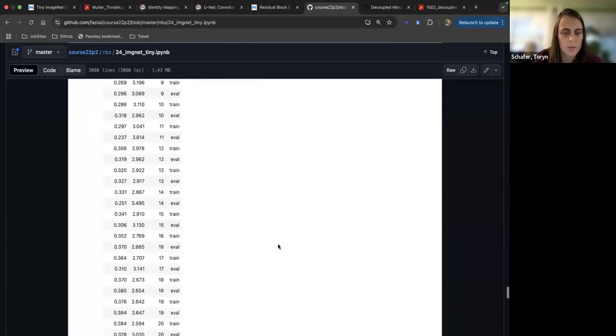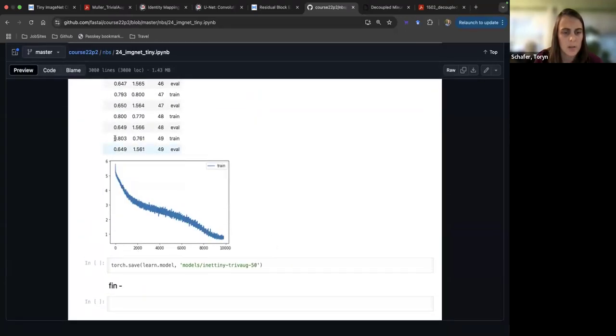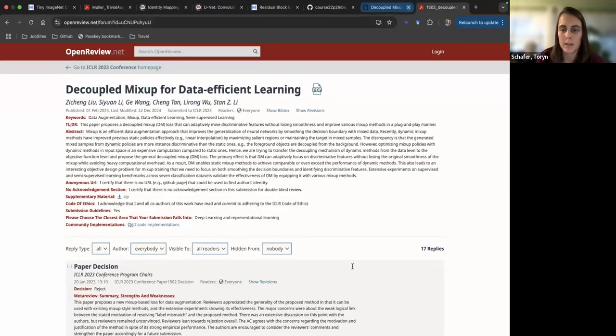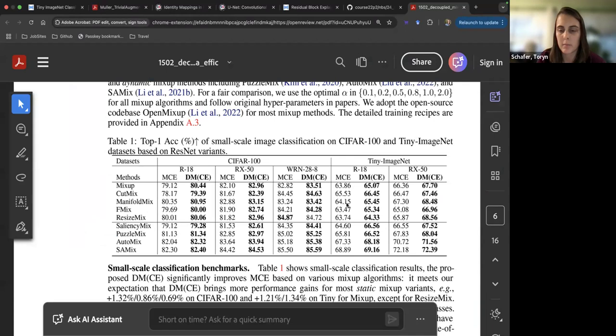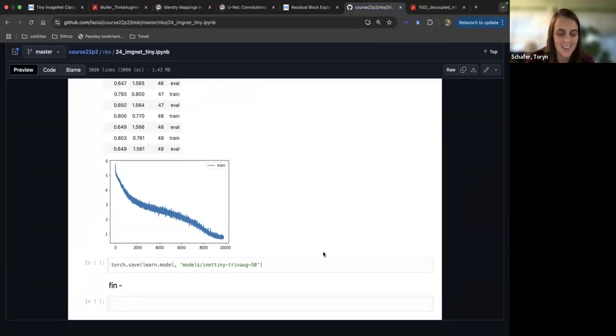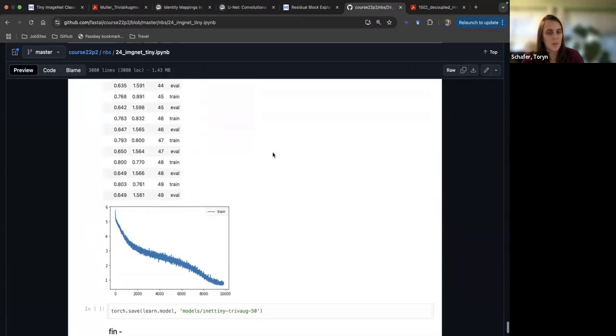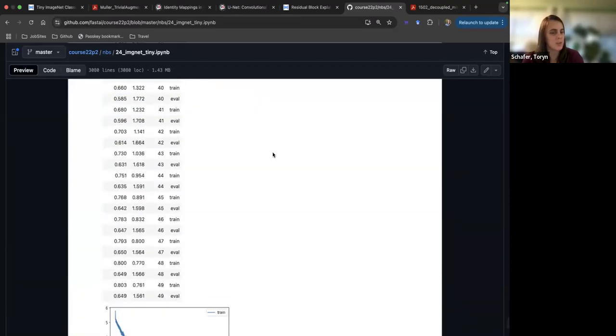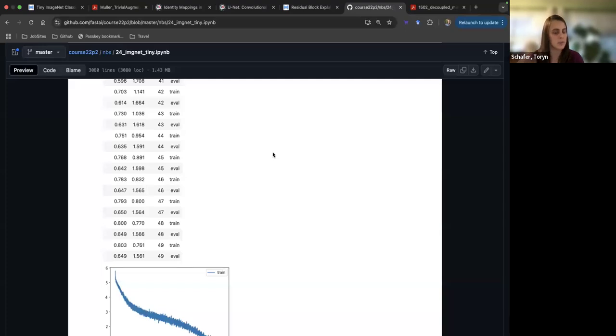All right, this one. So then he got to 64.9. He looked in that paper that we just found, Decoupled Mix, and said, hey, my results are basically as good as this, so I'm going to stop. And I was like, okay, sounds good. So I guess the point of this notebook is just an introduction to the new data, tiny images, and the res block stacking and trivial augmentation.